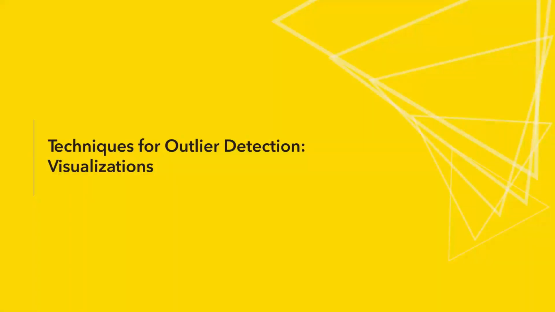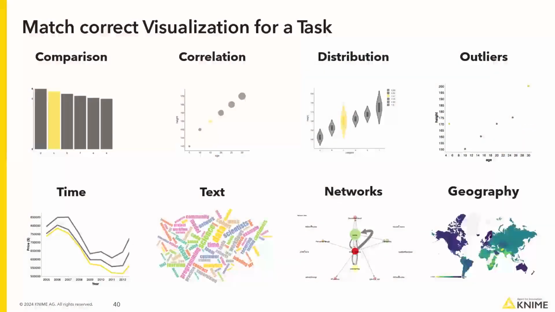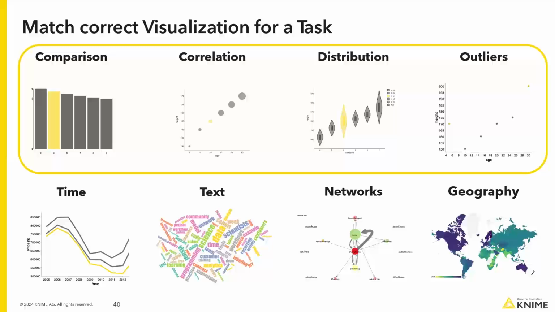Let's have a brief look at these techniques, and let's start with the visualization techniques. So there are many different ways how you can visually detect outliers. Today we will focus on just some of them. So we will check different visualizations to compare different categories of data, to check the correlation between them, distribution, and just visually detect the outliers.